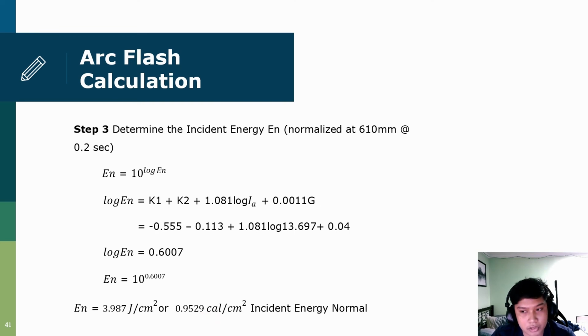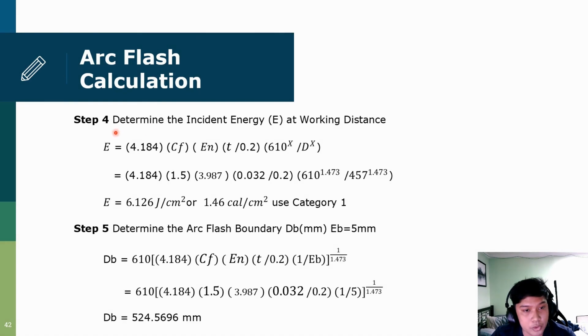In step 4, we determine the incident energy E at working distance. So this is the formula. Substituting the variables to the formula, we get this one. The result of this formula is 6.126 joule per square centimeter or 1.46 calorie per square centimeter.